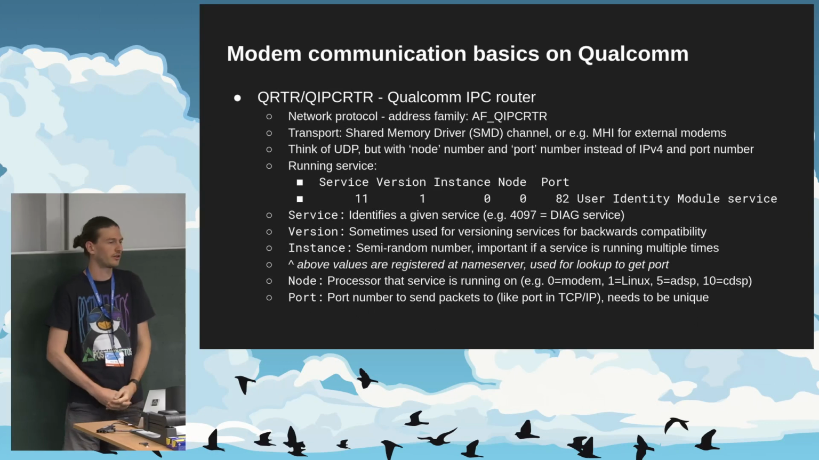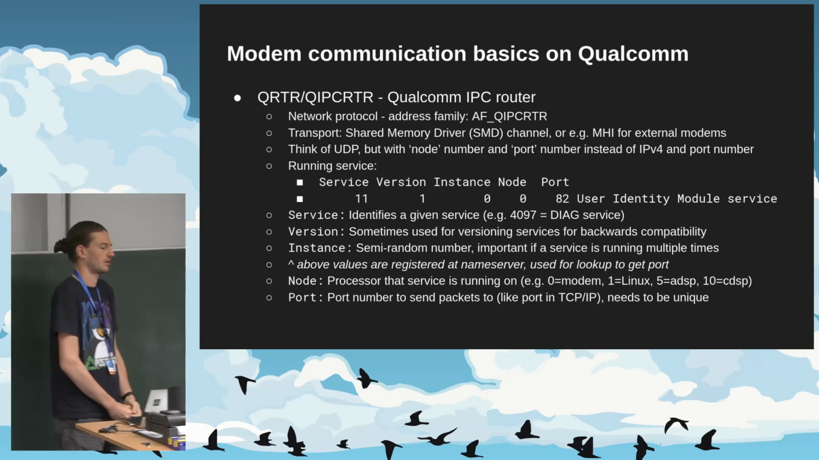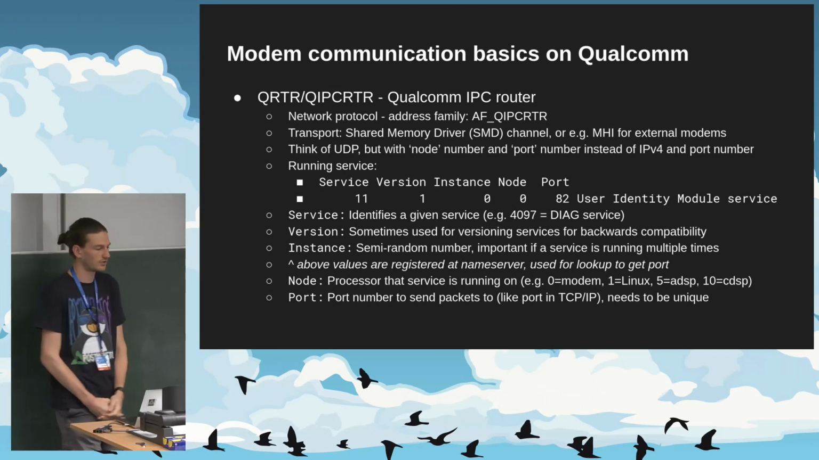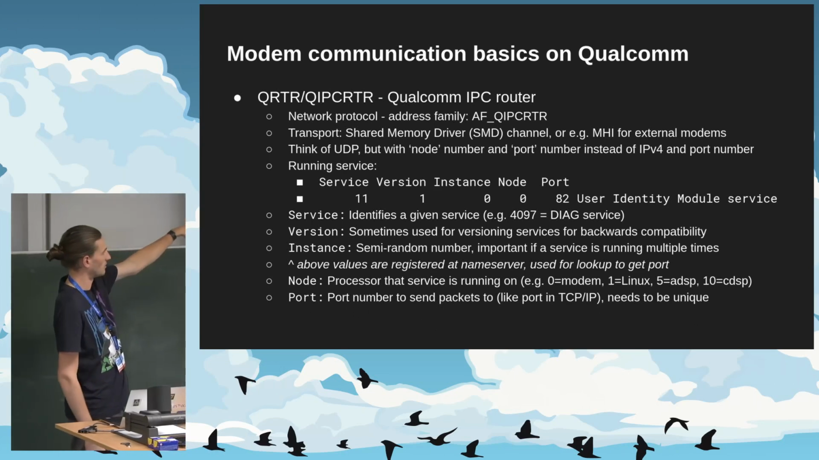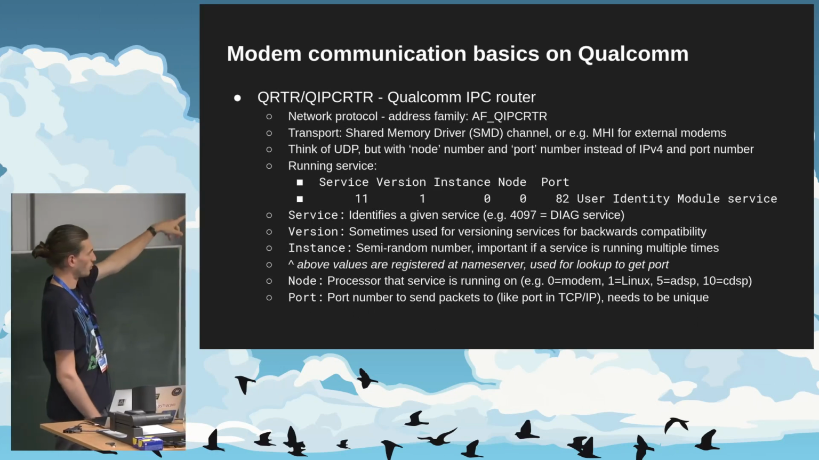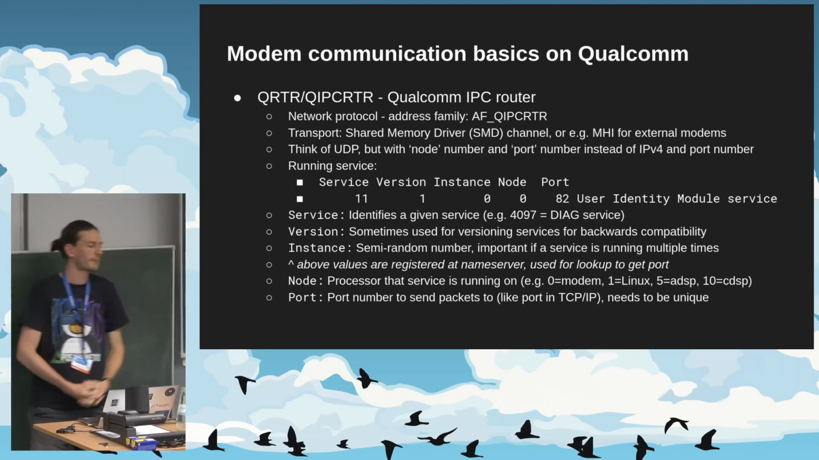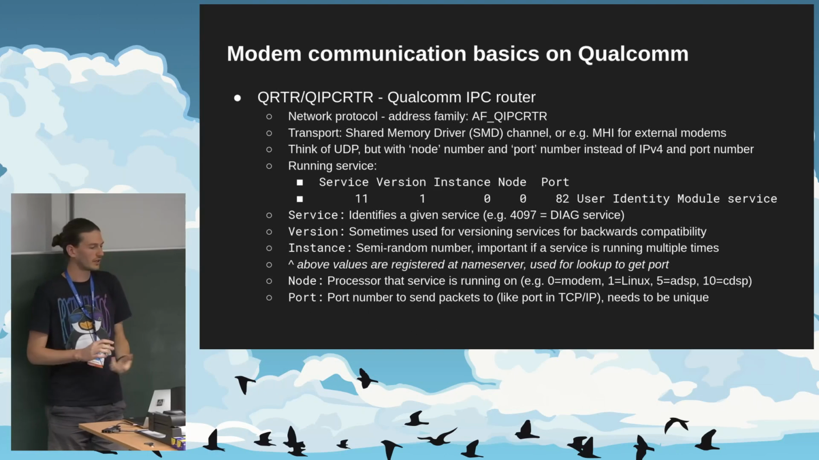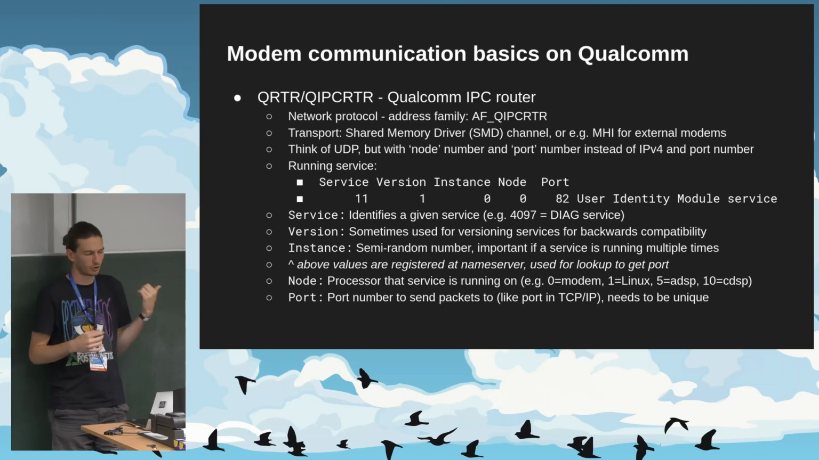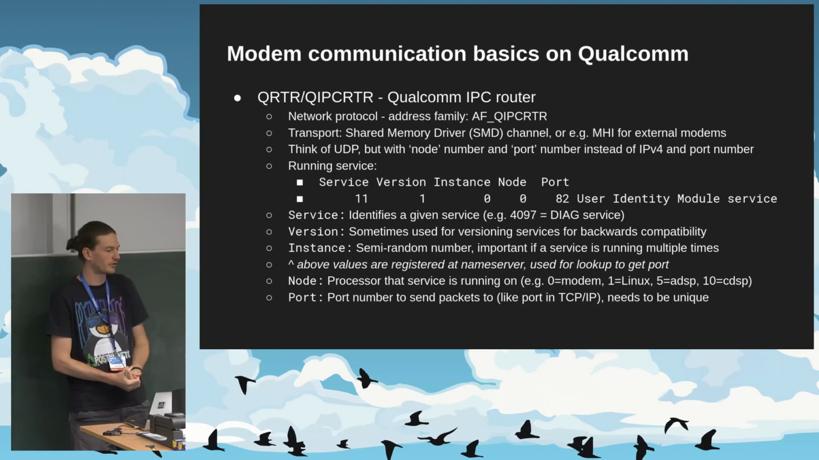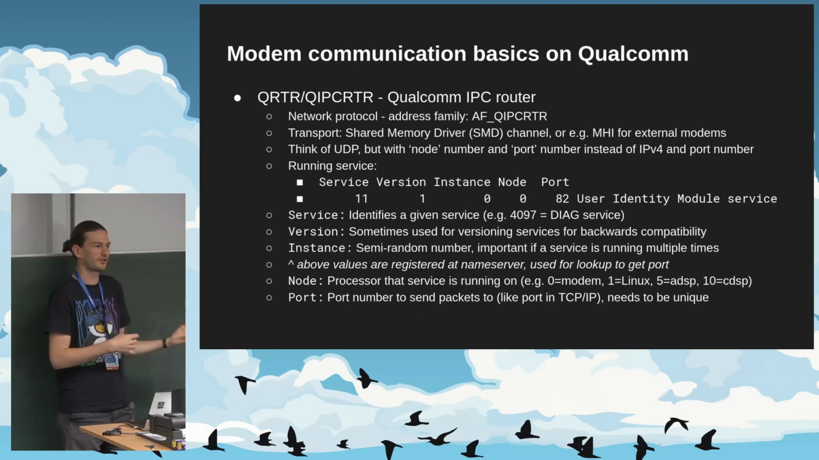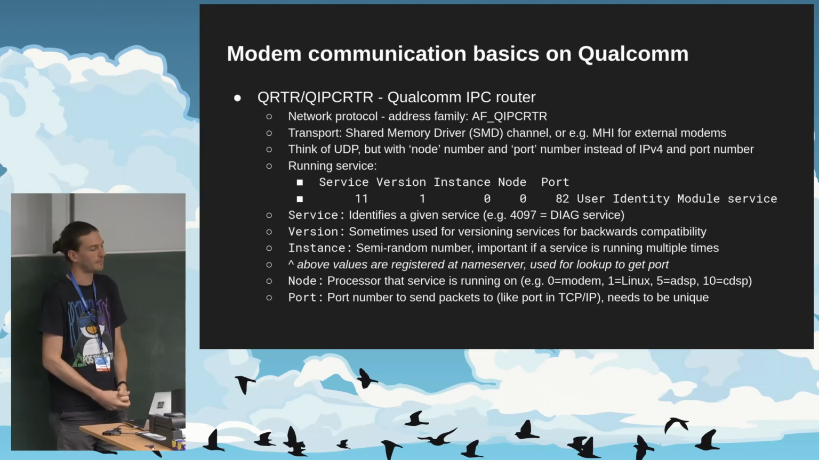So if you run the command qrtr-lookup on a Qualcomm phone, you see a long list of services, which have the numbers service, version, instance, node, and port. The first three of which are actually not directly a thing for this networking protocol, but it's just sort of a name server, the QRTR name server, where services register and then become discoverable.